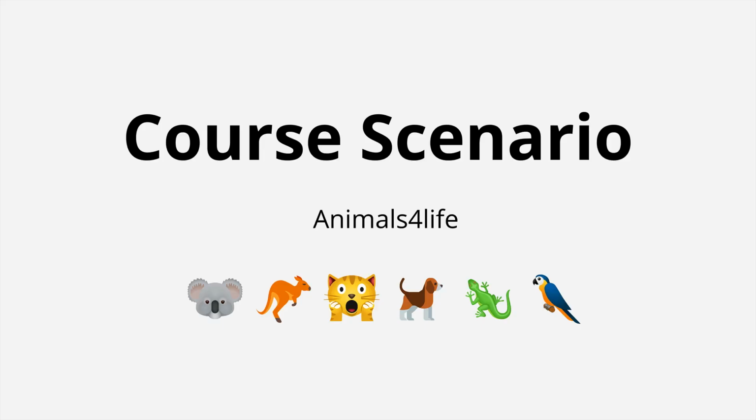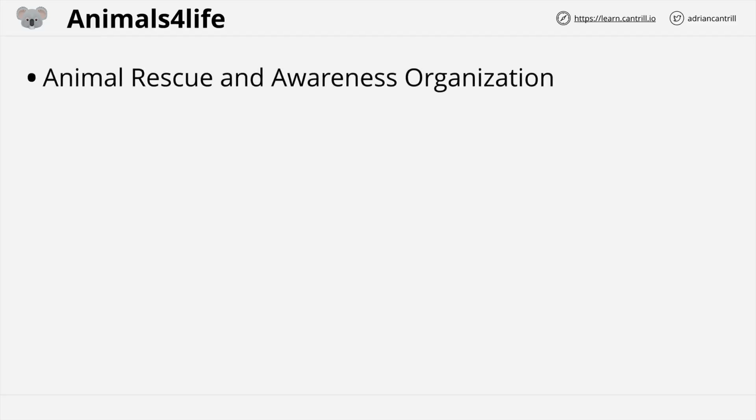So before we get started with the course, I want to quickly run through the scenario, and don't worry, it's going to be high level, so I'll keep it brief. Now, Animals for Life is an animal rescue and awareness organisation. Depending on the region, they're involved with local animal rescue and medical care, and then rehoming of domestic animals or habitat work for wild animals.